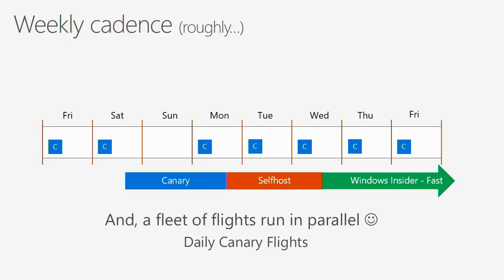We're getting towards the end of release, but we have canaries running every single day other than Sunday. And then we have self-hosters coming about 3 times a week. So we're looking at the code that gets checked in on Friday night. We're looking at that Saturday build. And if Saturday's build's not good enough, we go to the Monday build, we go to the Tuesday build.